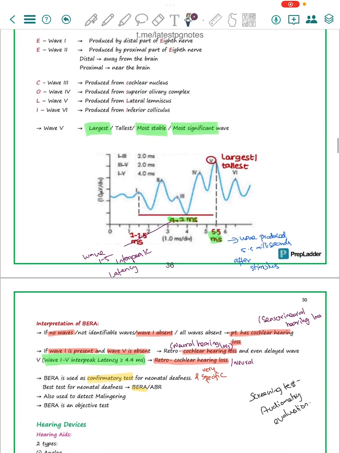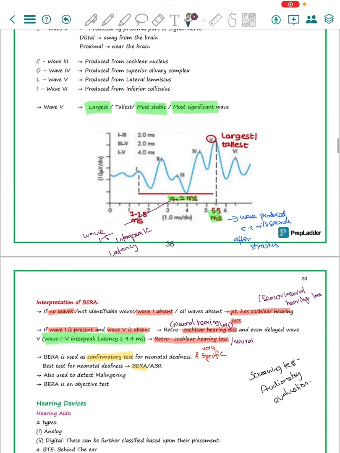See, then we need to look at the interpretation of this BERA. If there is no wave, or the waves are completely absent, it is known as cochlear loss or sensorineural hearing loss. Total sensorineural hearing is lost. If wave 1 is present and wave 5 is absent, that means the cochlea is normal, but there is a problem behind the cochlea, or retrocochlear hearing loss.